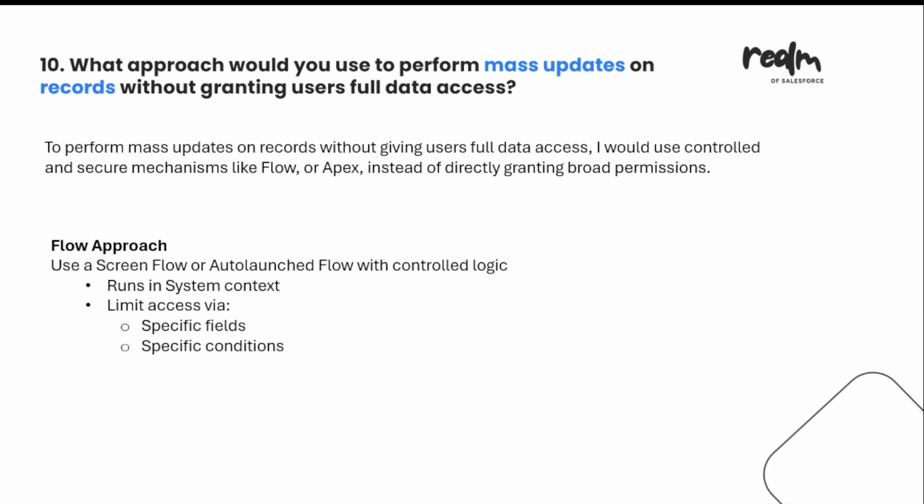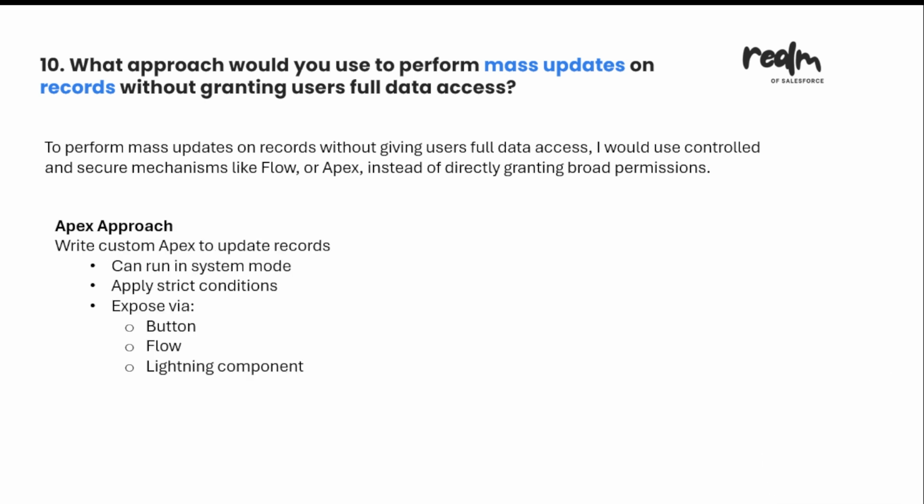In the flow approach, we can use a screen flow or autolaunch flow with controlled logic. These can run in system context, and we can limit access via a specific field or specific conditions. In the Apex approach, we can write custom Apex to update the records. It can run in system mode, so we are not giving full data access to the user. We can apply strict conditions, and we can expose the Apex using a button, flow or lightning component.